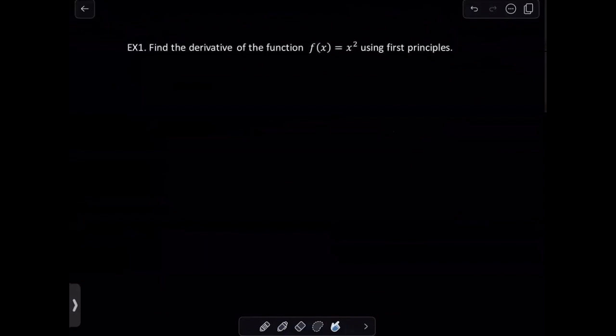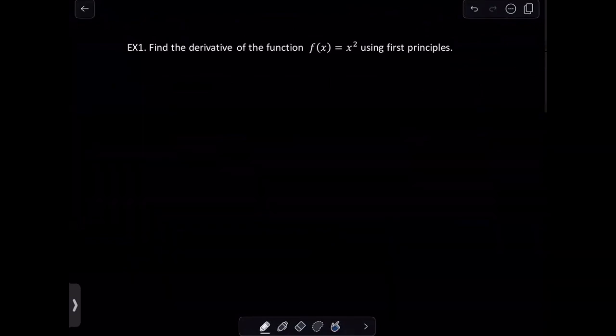Okay, so take a look at example 1. All I want you to do is apply the formula. So find the derivative of the function f of x is equal to x squared using first principles, basically using the formula that I showed you on the previous slide. So pause the video and complete this example.